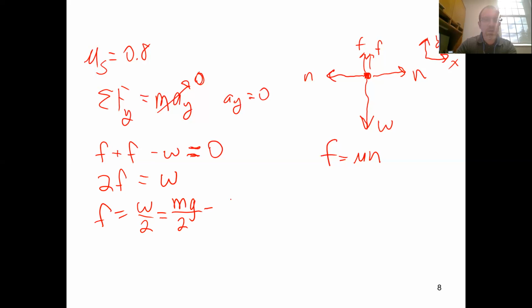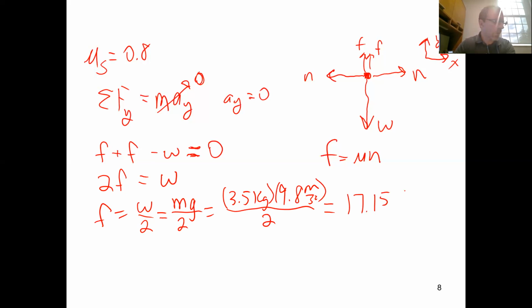What's m? m is 3.5 kilograms. g is 9.8 meters per second squared. Divided by 2. Punch this into a calculator and it'll give me the result 17.15 newtons. All right, great. That's my value for friction.